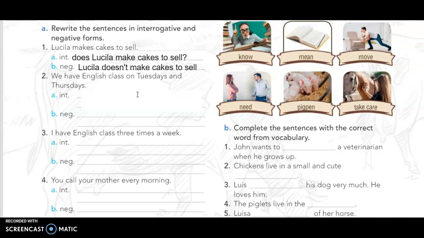Do we have English classes on Tuesday and Thursdays?